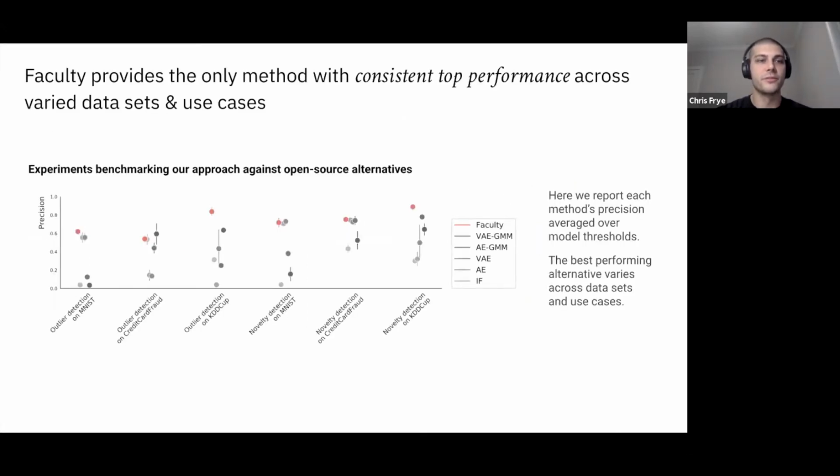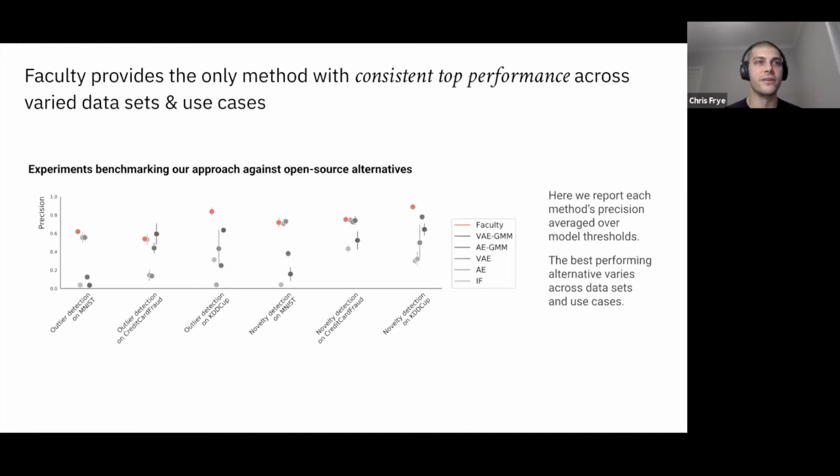All right, so now that we've discussed performance metrics, let me show you the results of some benchmarking experiments that we've performed to compare faculty's approach to anomaly detection against what's available in the open source. Each vertical stack of points here in this plot corresponds to a different data set or use case. We've tested each method, for example, on MNIST, on a credit card fraud data set, and on a network intrusion data set. And the height of each point corresponds to that particular method's precision on the given data set.